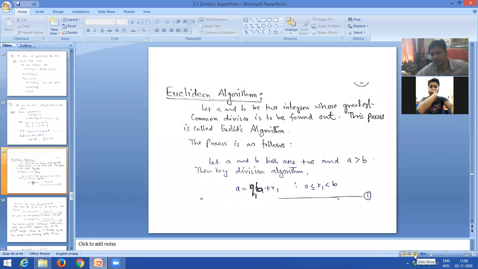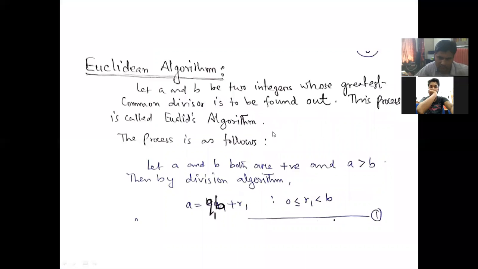Today we will discuss Euclid's algorithm. What is Euclid's algorithm? This is a process to find out the GCD of two numbers. When two numbers are given to you and you have to find out their GCD, then we need to find a process. There is a process, and this process is called Euclid's algorithm.